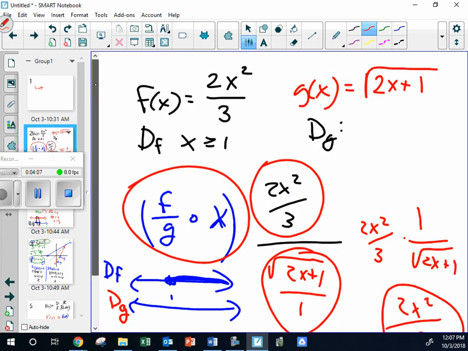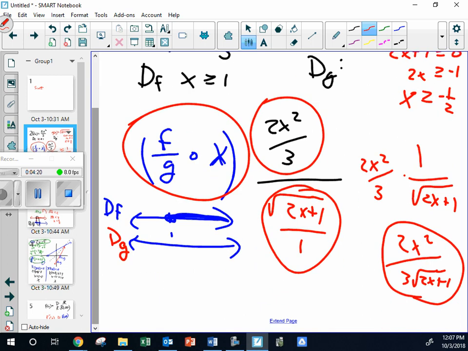Domain of G, which you figured out already, was 2x plus 1 greater than or equal to 0, 2x greater than or equal to negative 1, x greater than or equal to negative 1/2. Raise your hand if you already had that. Awesome. Then that has to be another one. Here's 1/2, and greater than or equal to negative 1/2. Sorry. There we go. And there's one more thing.